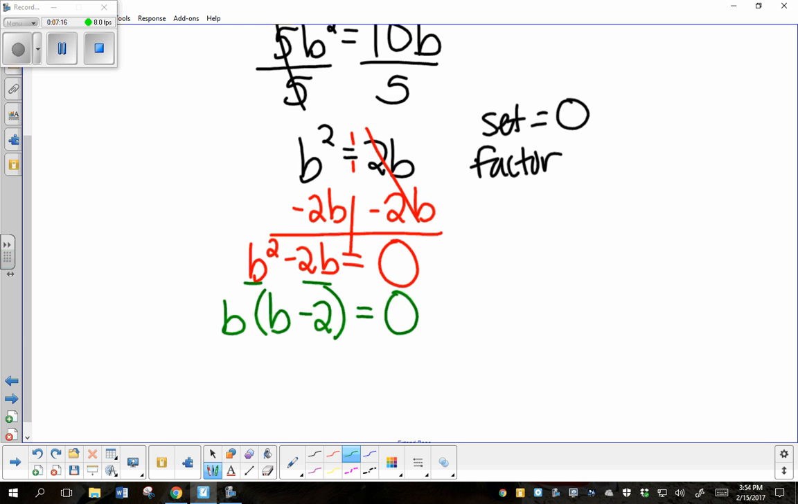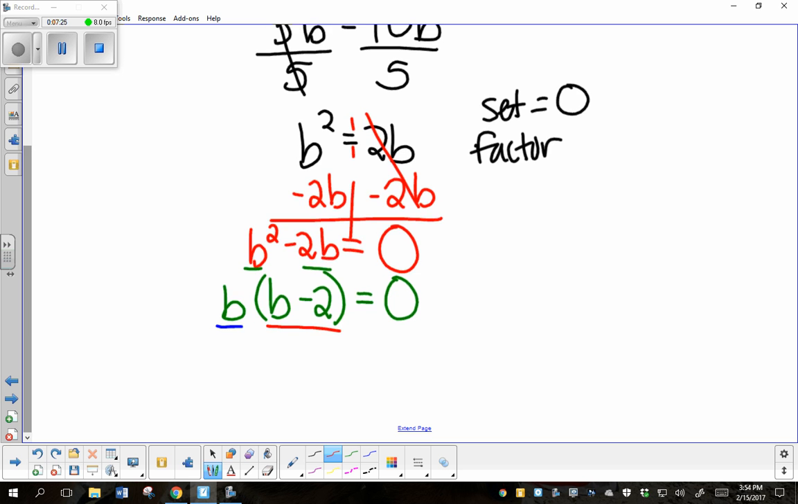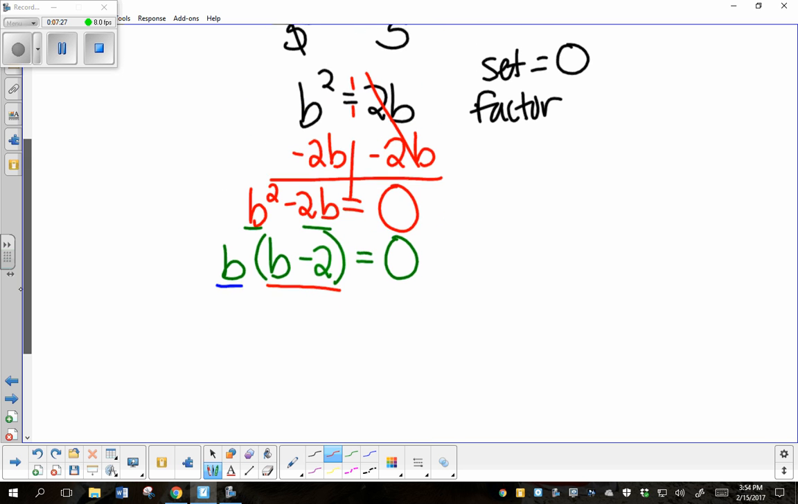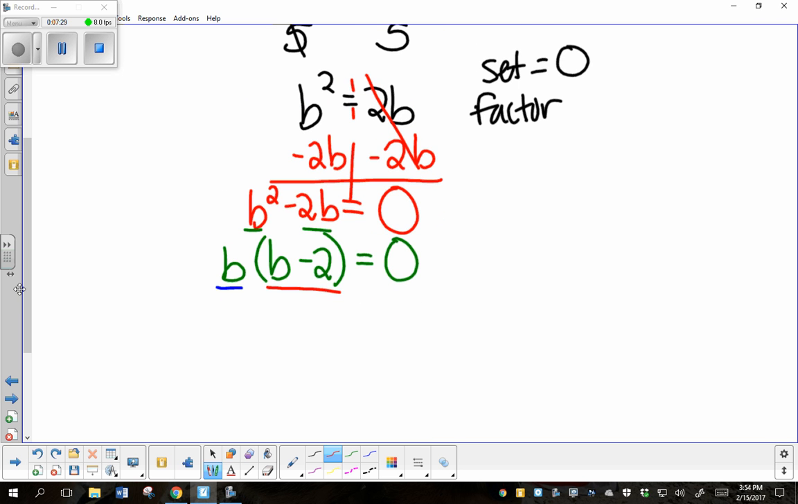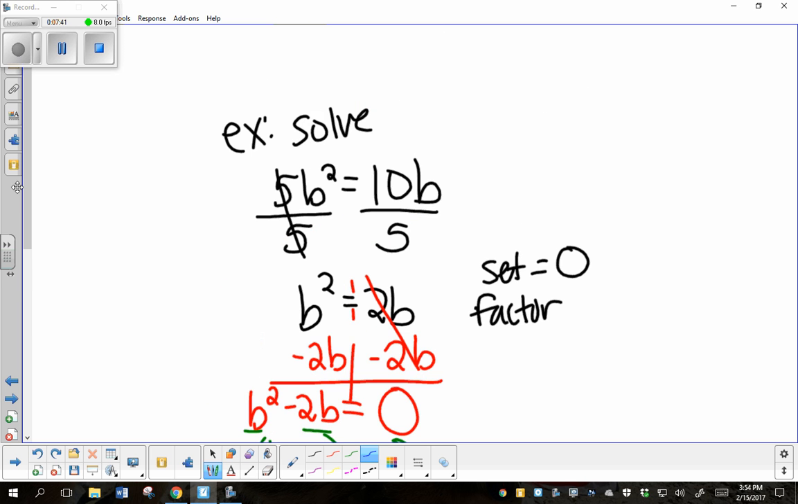So I have two factors here. My factors are b and b minus 2. If either of those are equal to 0, my whole answer would be 0 and it would work. So we're going to set both of these equal to 0. For my first one, it's really easy. 0, because if b is 0, that whole answer will be 0, right? And if I go up to the top, that would work, right? 5 times 0 squared is going to be 0, and that equals 10 times 0. So yeah, 0 is one of my solutions.